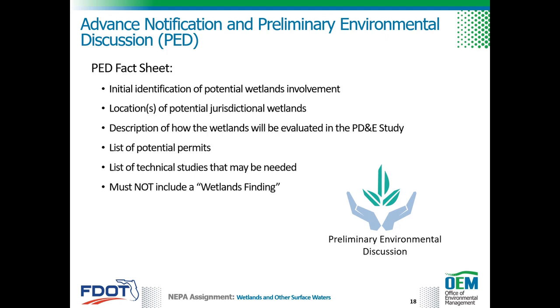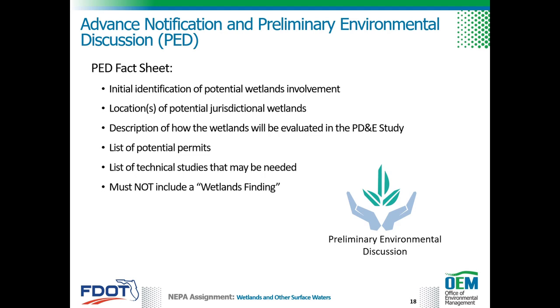During the planning phase, wetland information is included in the Preliminary Environmental Discussion, or PED, section of the Advanced Notification Fact Sheet, and includes the district's initial identification of potential involvement with wetland resources within the project. The PED should also identify the location of potential jurisdictional wetlands as defined by FDEP, Water Management District, and/or the Corps, and provide a description of how the wetlands will be evaluated in the PD&E study.